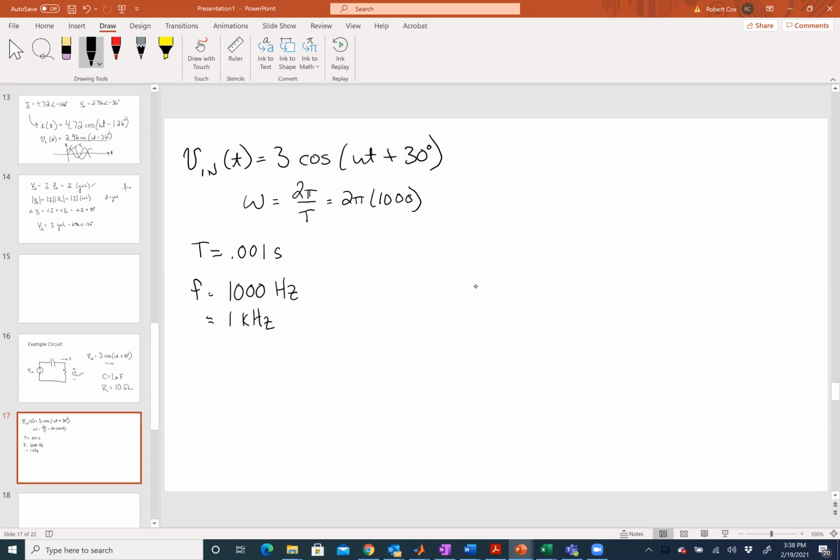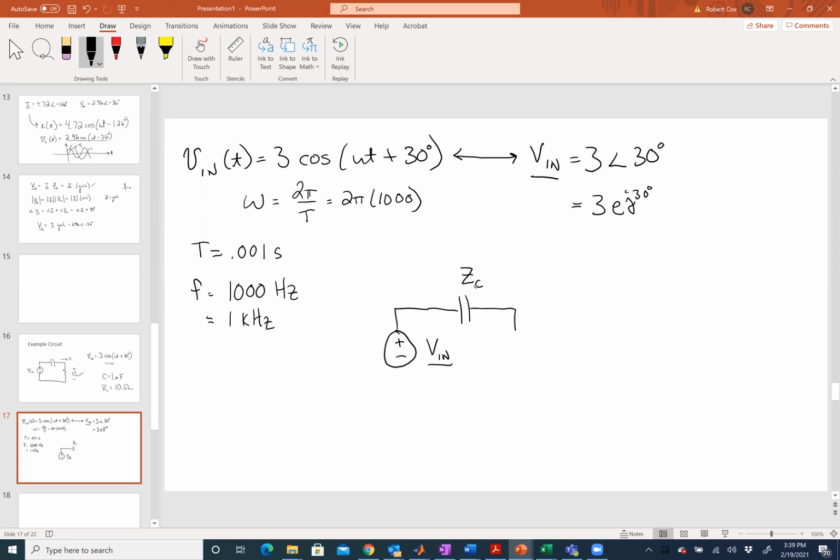Okay, so I've got that. I'm going to need omega to calculate my impedances in a second. How do I convert that to a phasor? The phasor in this case is 3 angle 30, 3 with an angle of 30 degrees. If I put that into my complex exponential, it becomes 3 e to the j 30 degrees. Again, I want to figure out what the current is. Here's my circuit. This is Vn, a phasor, then there's a capacitor represented by a capacitive impedance, and a resistor R. I want to figure out I. Ultimately I want I of t, but I'll figure out the phasor first.